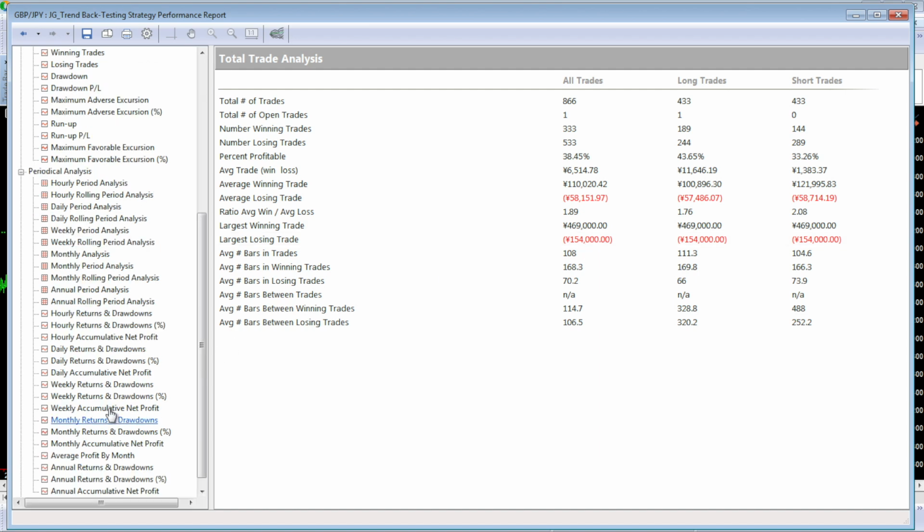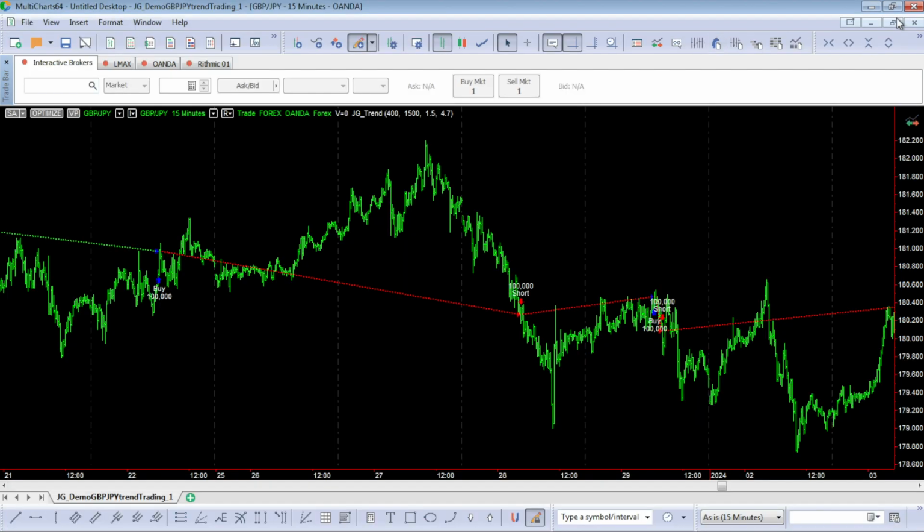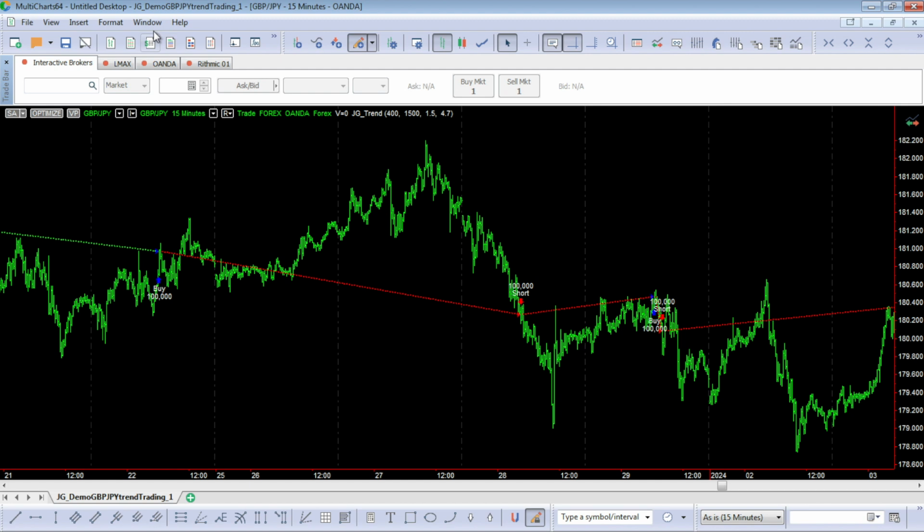Let's look at the annual period analysis. And we can see, as our equity graph showed us, that we've got winning years all apart from 2024. So what we can take away from that is, from the time which I developed the strategy and posted the original video, we've had a good 3 years worth of making money, and just most recently the performance has wavered a little bit. But let's look at the next chart.